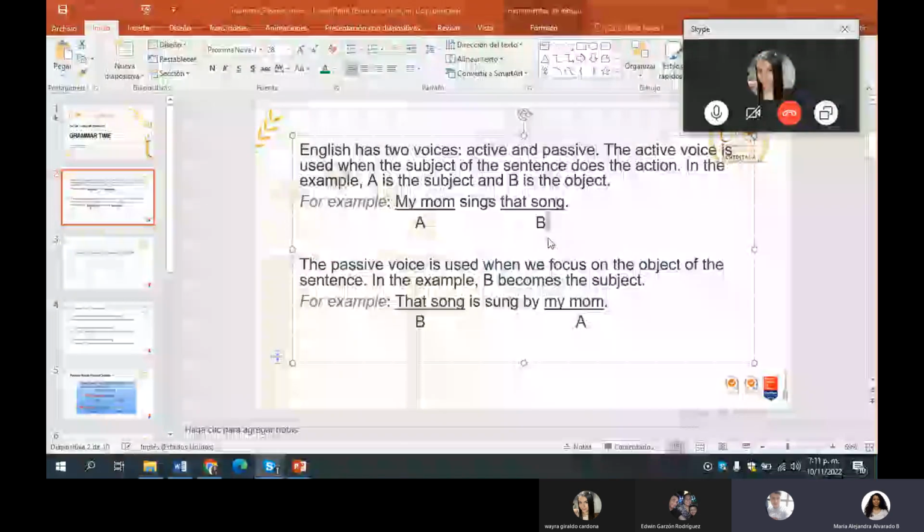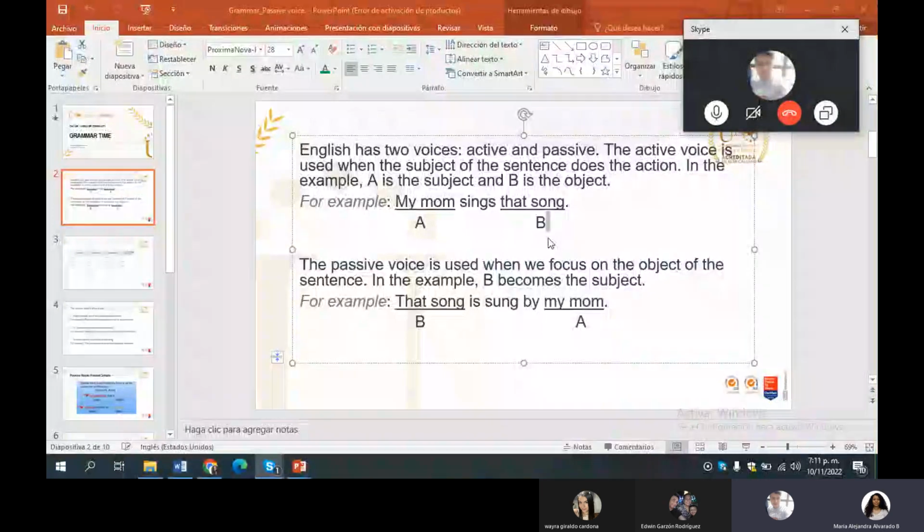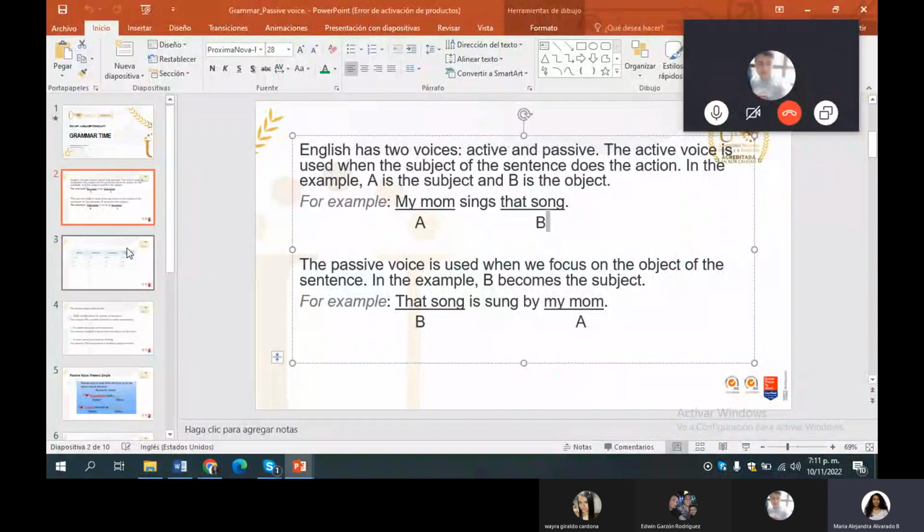In the passive voice, is it always an irregular verb, or is the verb in participle? The verb in participle. It doesn't matter if it is irregular or regular verbs. It can be regular or irregular, any of them. Okay, so this is in present.